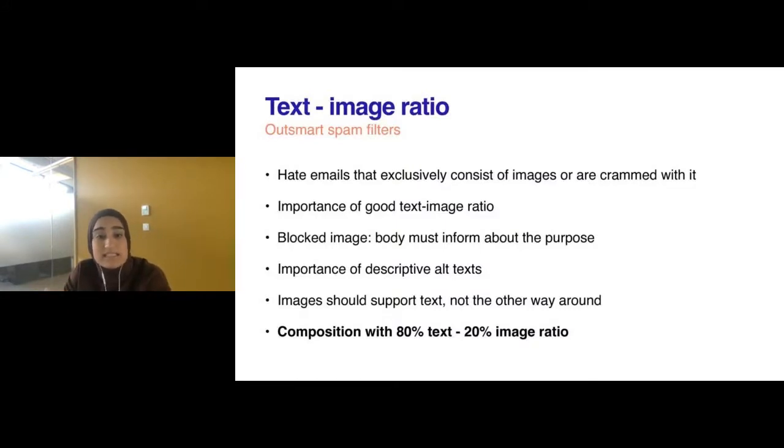So what's important as well is that your images support your text and not the other way around. So it's best to use a composition with an 80% text to 20% image ratio. 80% should consist of text, so try to deliver as much content as possible so it will remain interesting, even without images. But we cannot guarantee you that with using this ratio, your mail will never end up in the spam folder. Every spam filter has its own criteria, but we will talk more about that later.